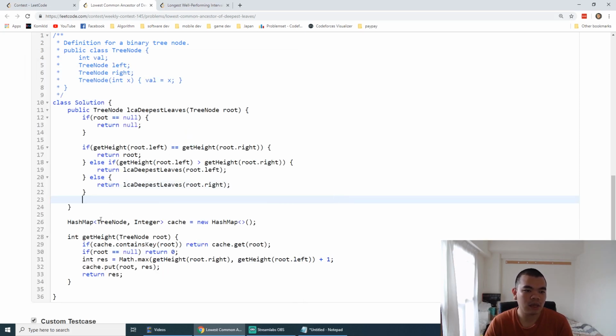So yeah, and here is the getHeight method. It decides whether to go left or go right, or if the depths are the same, then we return the root. And the height itself, we just need to find the deepest from the left and right, plus 1. Basically, that is the height of our current node, right? After that, I cache it, so I don't need to recalculate it when I continue searching at the bottom part.